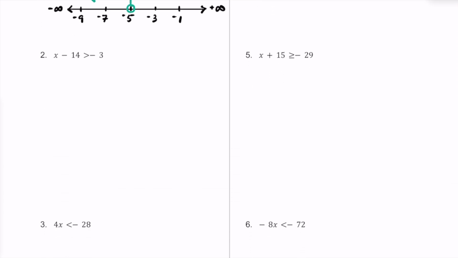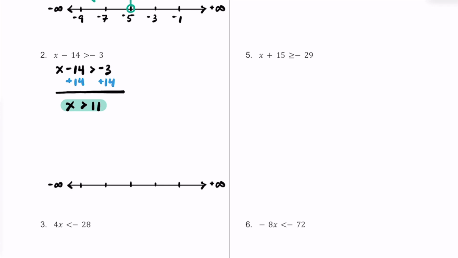In number 2, we have x minus 14 is greater than negative 3. All right, so to isolate x here, we're going to use the addition property of inequality. Let's add 14 to both sides of this inequality. If we do that, we're going to get x alone on the left side, and it's going to be greater than negative 3 plus 14, which is going to be equal to 11. So as long as x is greater than 11, we would have a true statement here. So that's going to be our solution.